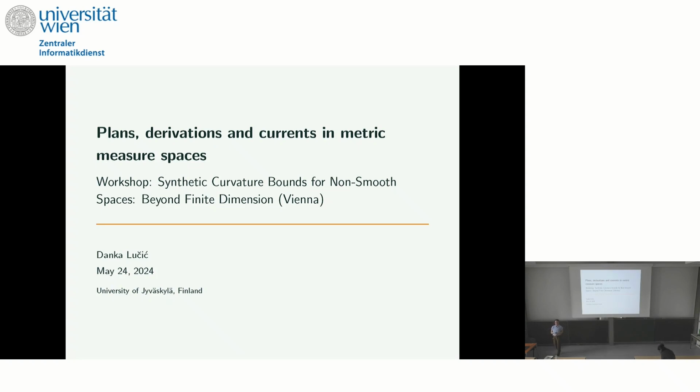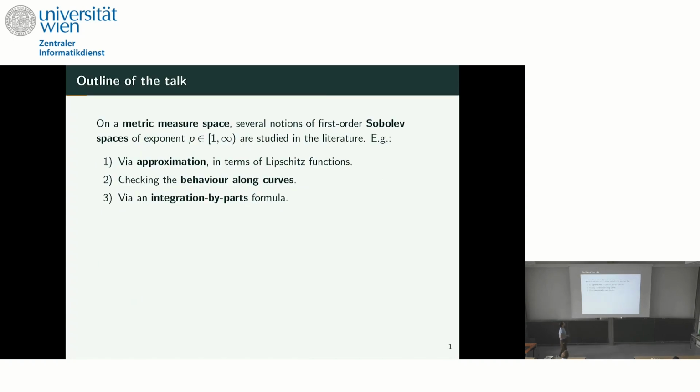Okay, so first of all, thanks to the organizers for this very nice event and for giving me the opportunity to give a talk here. The aim of the talk today is to show you a novel... This word already became associated to this workshop. A novel proof of equivalence of several definitions of Sobolev space in metric measure spaces.